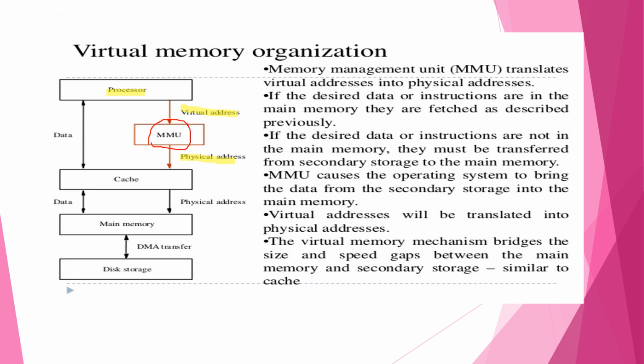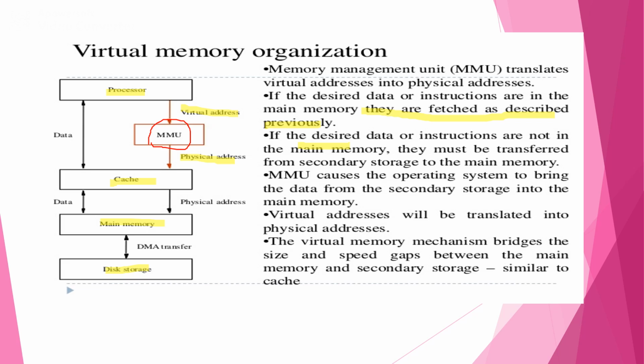If the desired data or instruction is in the main memory, the virtual address will be checked with respect to the main memory. Now, the requested data, that means the desired data or instruction, is in the main memory. In such an instance, the data or information can be directly fetched from the main memory. If the desired data is not available in the main memory, then from the disk storage or secondary storage, the desired data or information needs to be brought into the main memory. The MMU causes the operating system to bring the data from the secondary storage into the main memory. Virtual addresses will be translated into the physical address.